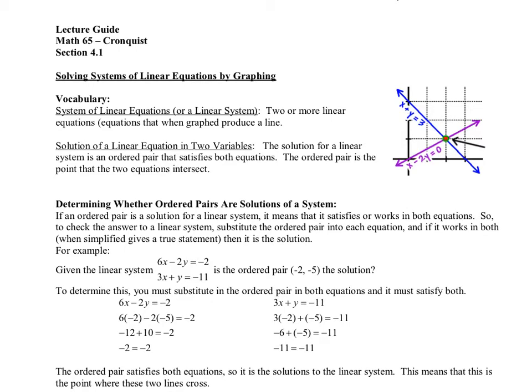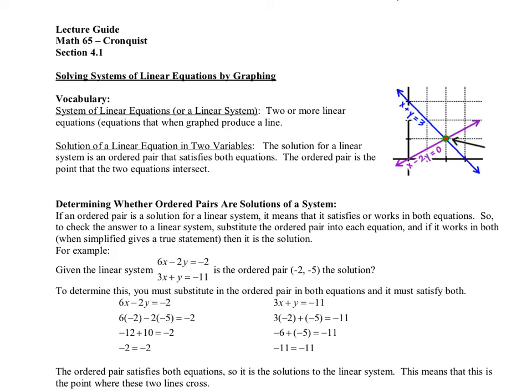Okay, this is Mrs. Cronquist, and we are working on section 4.1. This is all about solving systems of linear equations through graphing. I know graphing is not your favorite, many of you, but there's some very basic rules that if you learn those, you can graph anything.